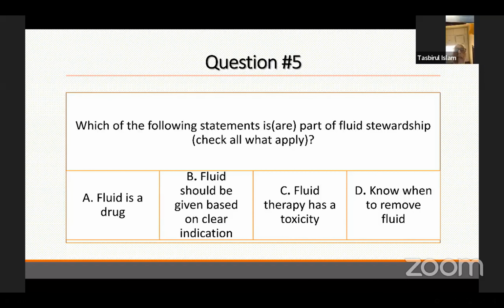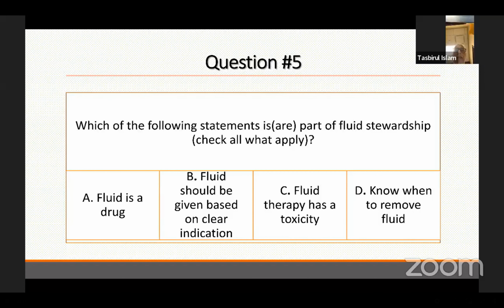Okay, the answer, mostly all answered A, B, C, D. I think Noshin answered first. The answer is A, B, C, D, Dr. Kerala. Correct. Yes, all of them. Perfect, and we talked about that.